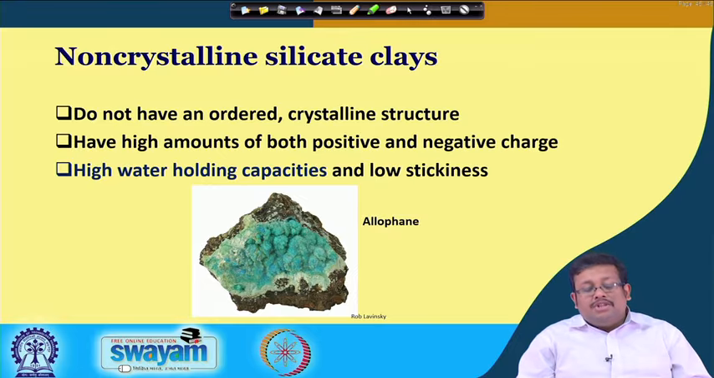class of soil colloid is non-crystalline silicate clays. The non-crystalline silicate clays do not have any ordered crystalline structure, and they have high amounts of positive and negative charge. They develop both positive and negative charge, and they have high water holding capacity and low stickiness, which you have already learned about, the different classes of stickiness, in the soil consistency lecture. So these non-crystalline silicate clays have low stickiness, and one predominant example is allophane, and this allophane basically occurs in volcanic soils.